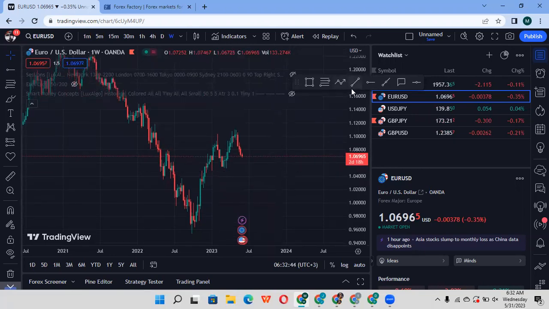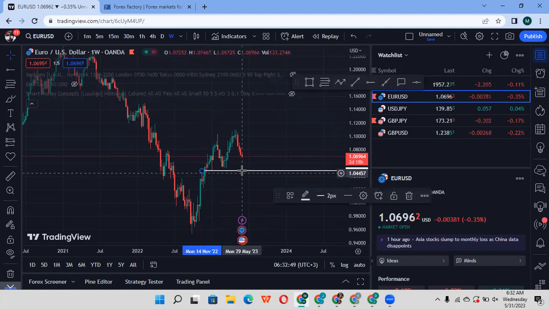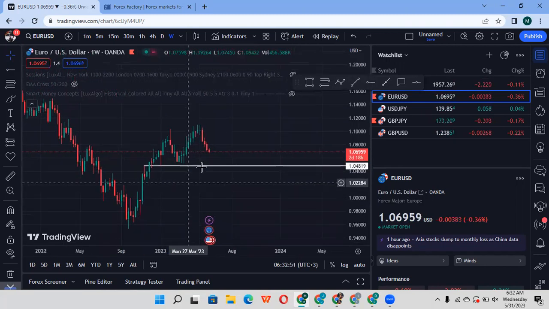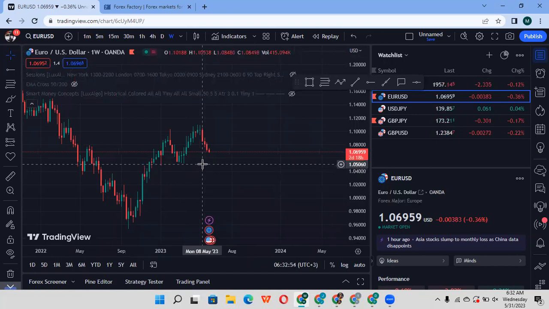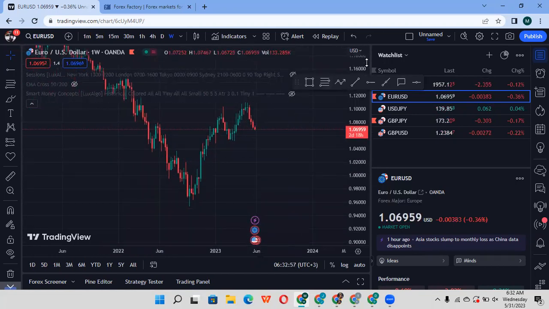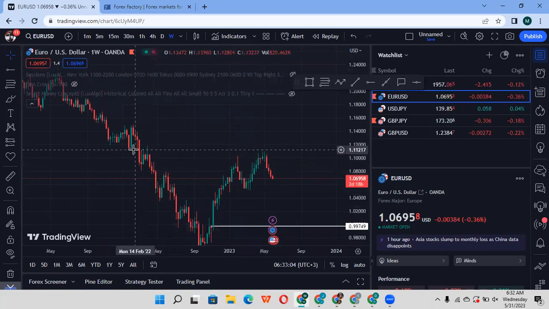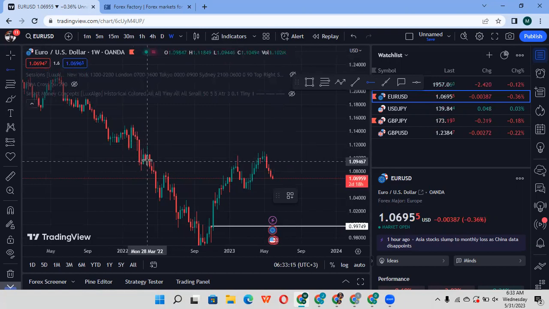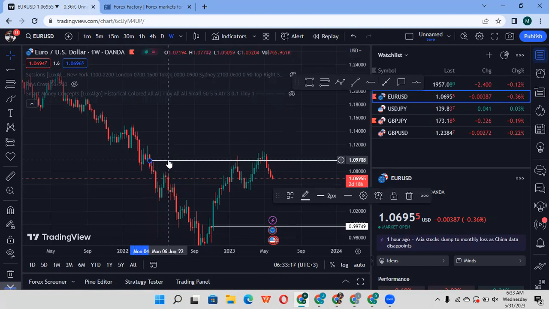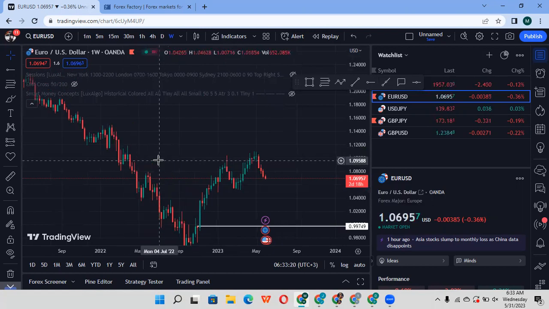For Euro USD on the weekly chart, this is a demand zone, but this demand zone has already been used, so it is not valid. We'll remove it. A demand zone that I'm seeing for Euro USD in the weekly time frame is actually here. Then I'll take a look at another demand zone on the weekly time frame. This one here has already been used, so I'll remove it.